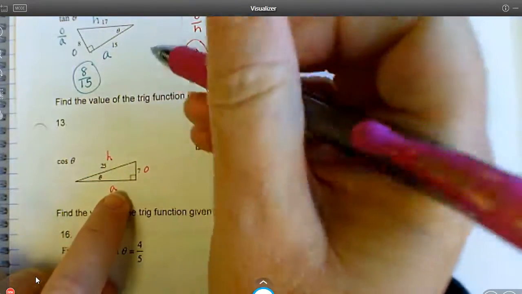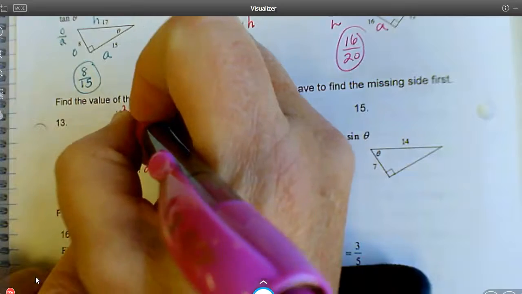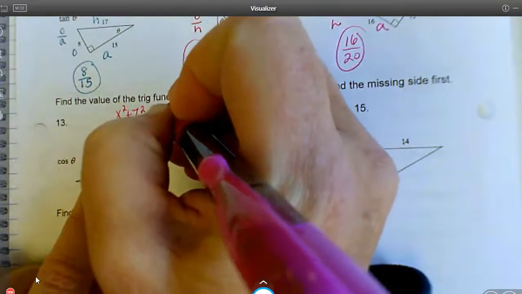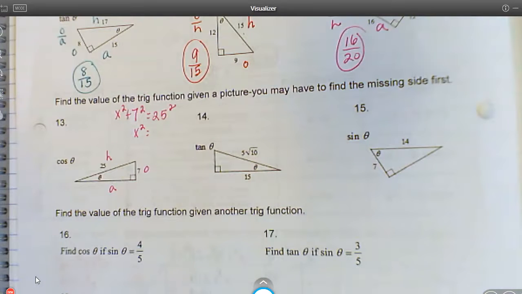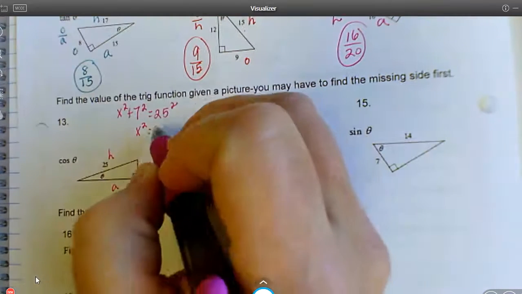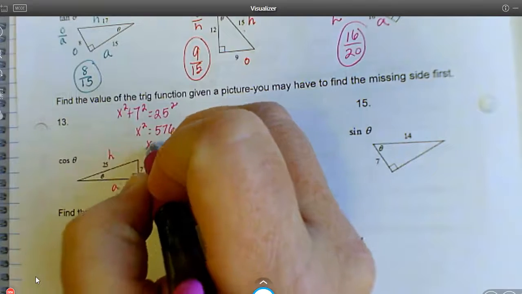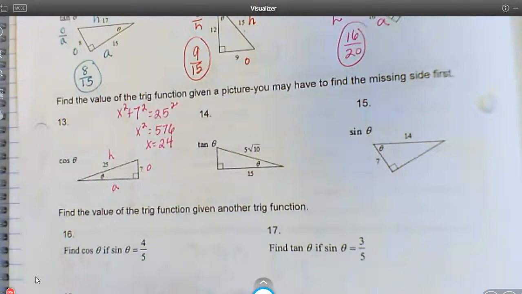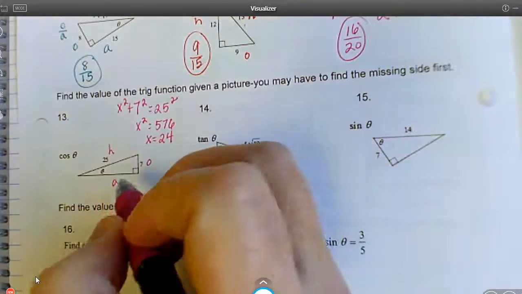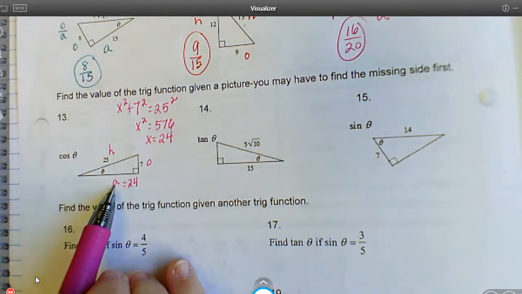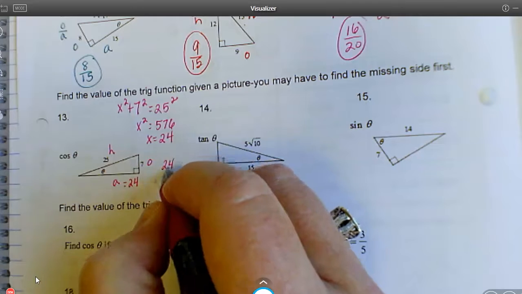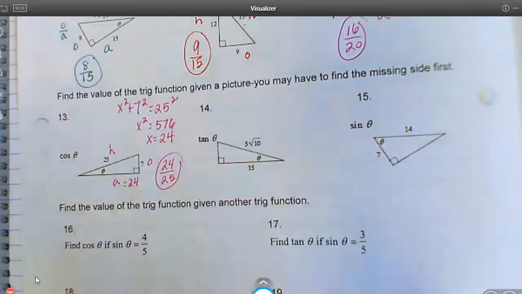My legs are 7 and the side I want. X squared plus 7 squared equals 25 squared. Subtract that. And then take the square root. After you get the 24, that is the side that you're missing. And so now to find cosine, I know I can do A over H. So I get 24 over 25. Try number 14 and number 15.